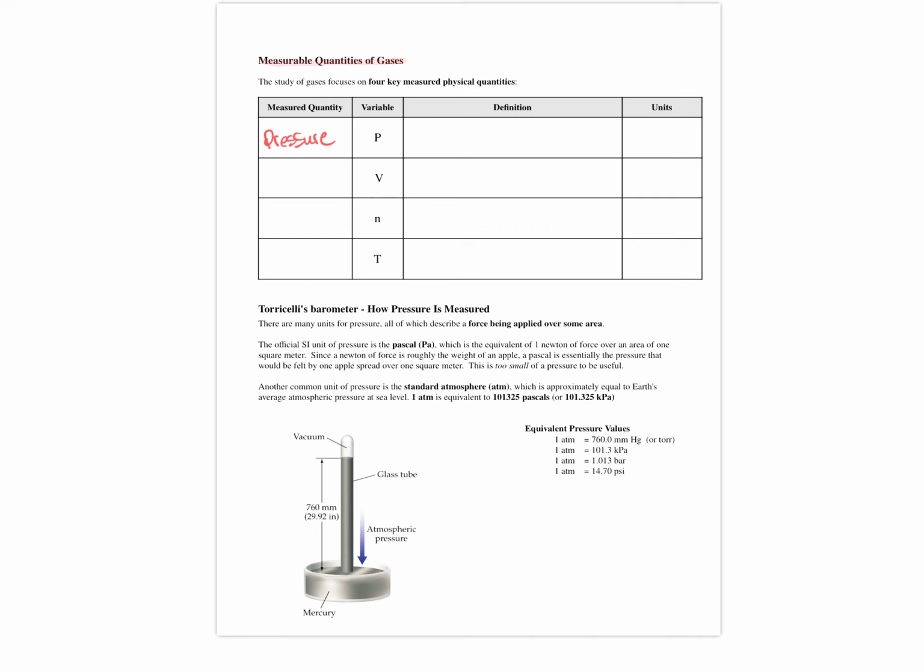When studying gases, we're going to focus on four key measured physical quantities of the gas. The first quantity is pressure. Pressure is defined as the force exerted over an area. When you stand on the ground, your body weight and the pull of gravity exerts a force on the ground, and you exert that force over the area of your 2 feet. If you were to stand on 1 foot, your pressure would go up, not because the force goes up, but because you're exerting that force over a smaller area.